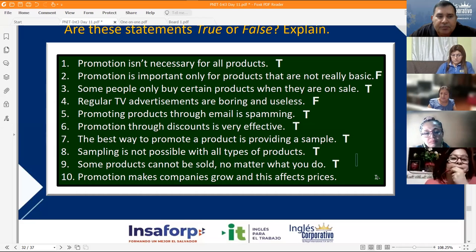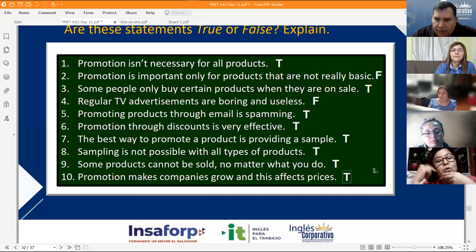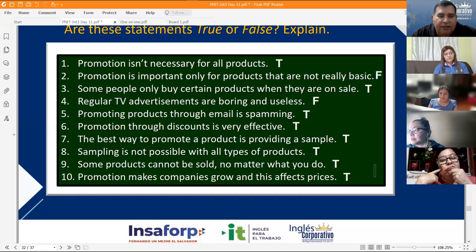Yes, it's true. Promotion makes companies grow, and this affects prices. In turn, it affects prices. Okay, excellent.